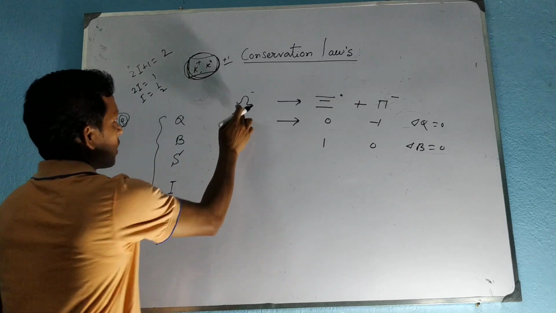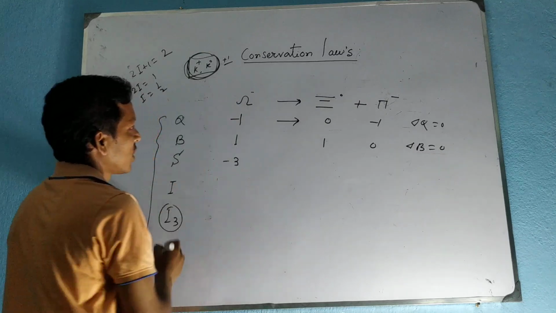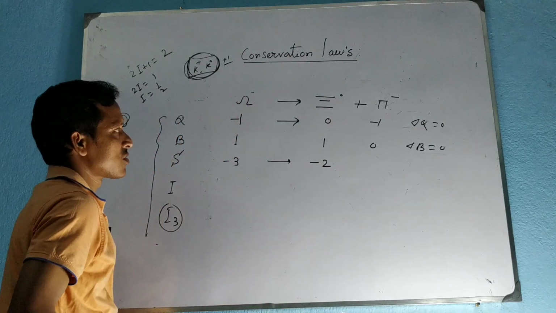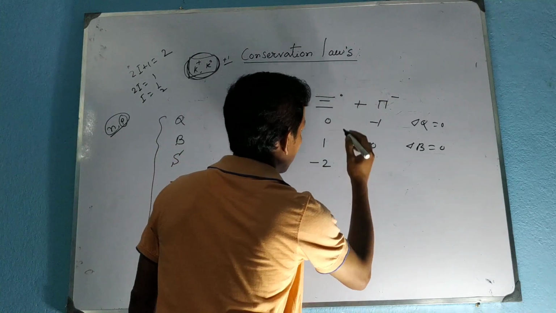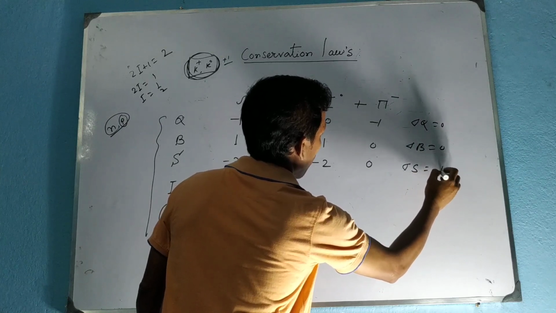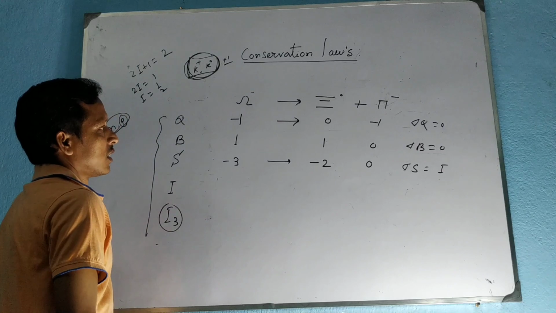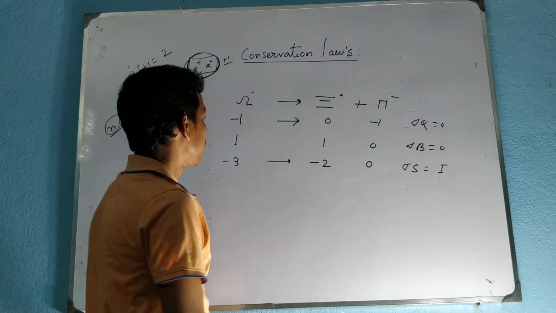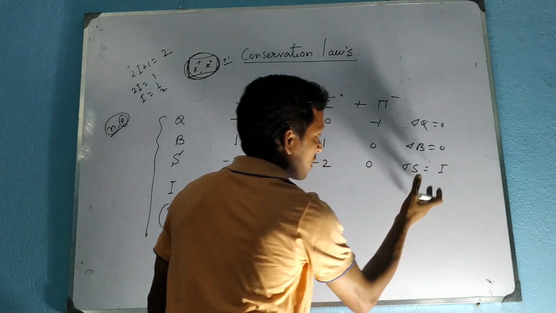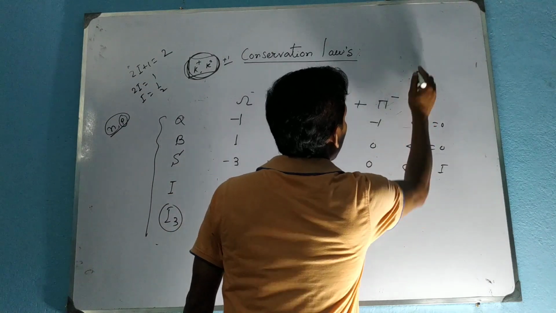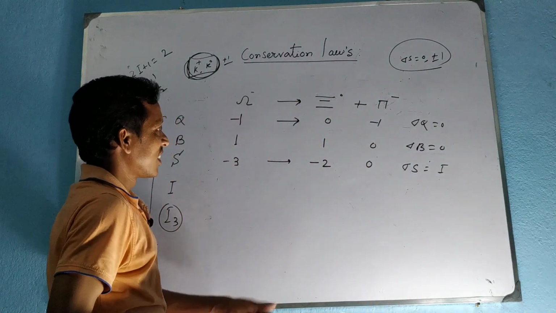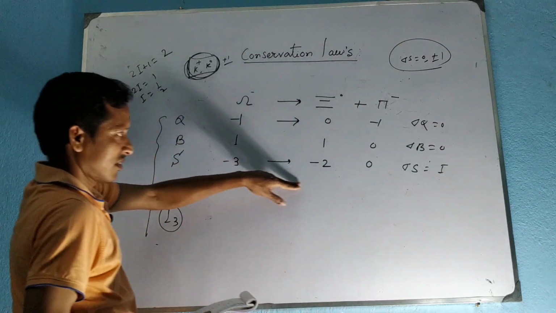Strangeness quantum number. Omega has strangeness quantum number minus 3. Xi strangeness quantum number is minus 2. And this is not a strange particle. So delta S is equal to 1. Change of the strangeness quantum number is 1. So the strangeness quantum number is not conserved, but for a weak reaction we know delta S will be 0 plus minus 1. Okay. So this is the weak reaction.